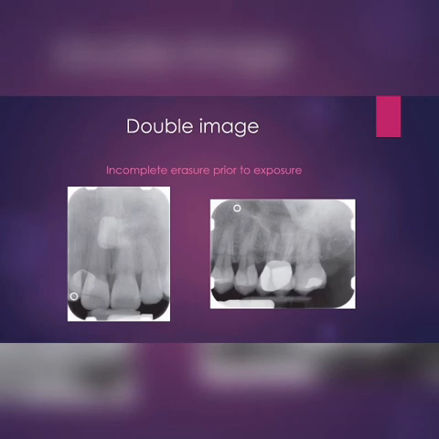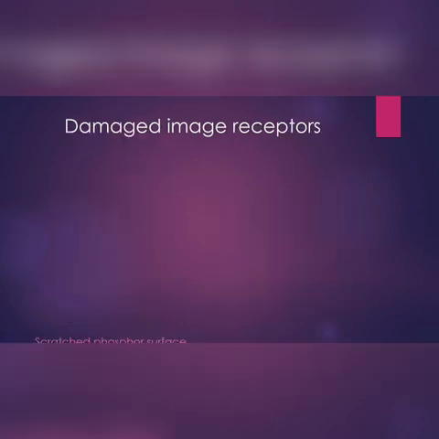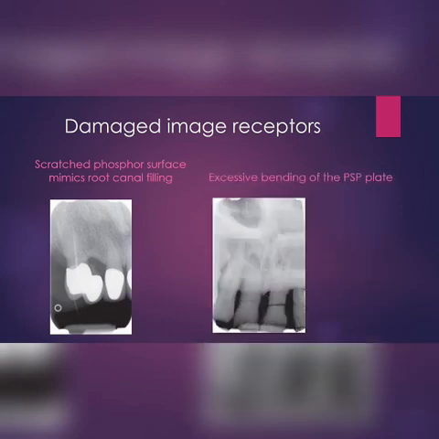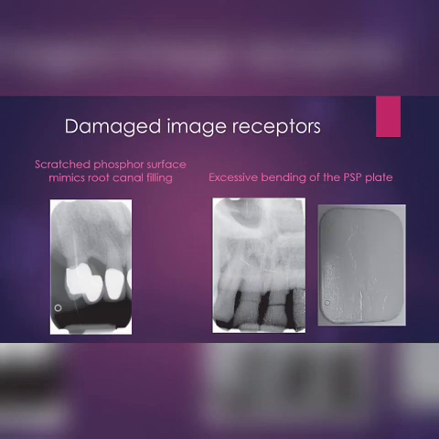Alright, about the next one, damaged image receptors. See, the image receptors can be damaged easily, like we discussed before, because of any scratching of the phosphor surface or excessive bending of the PSP plates. This can lead to artifacts that will mimic the vital structures that are seen in the image, and this will confuse you with the diagnosis.